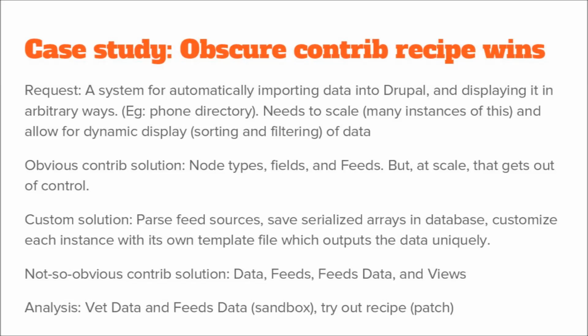Obviously, the immediate contrib solution that comes to mind is node types, and like a node type for phone contact, and then fields for everything, and then use the feeds module to import everything in there. But the problem is, at scale, that doesn't work, because this solution needed to be used many, many times, not just for a phone directory, but for a bunch of other things. And I didn't want to have a content type for every little thing, every request of this type. So I didn't go with that.